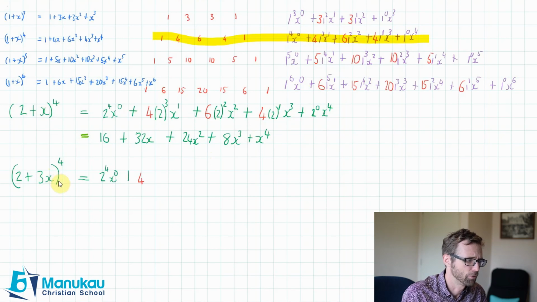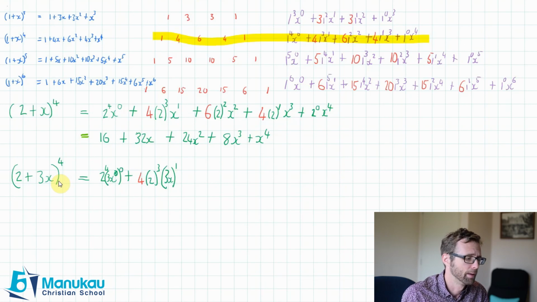So it'll be plus 4, and then we'll have 2, again to the power of 3. But the difference here is that we're 3x. And I'll put a bracket around this, to the power of 1. Sorry, I should have had a 3x in this first term here as well. 3x all to the power of 0.